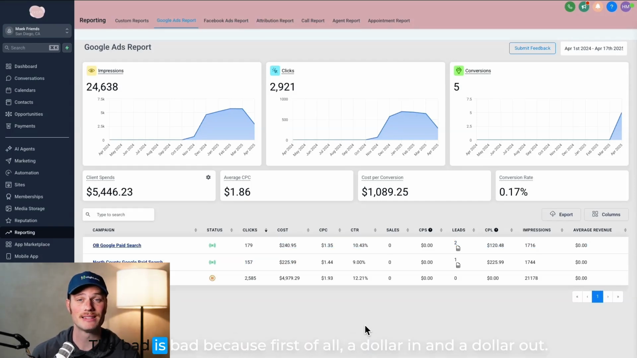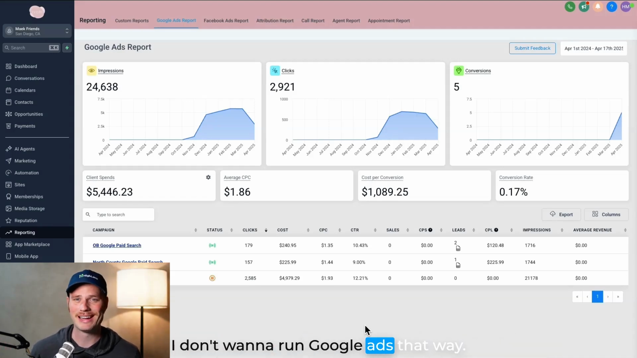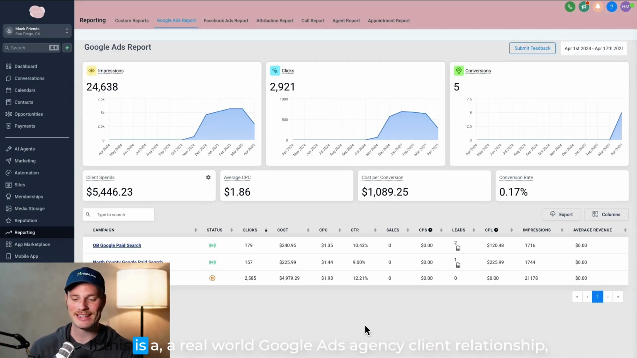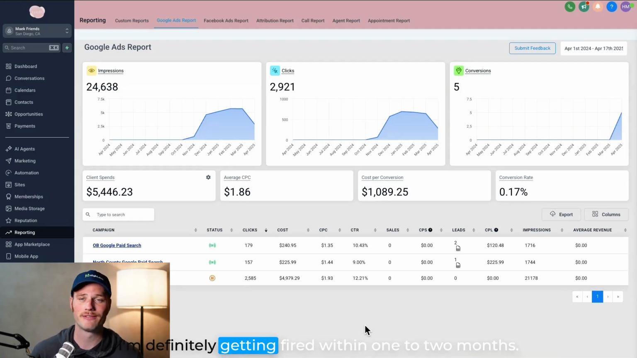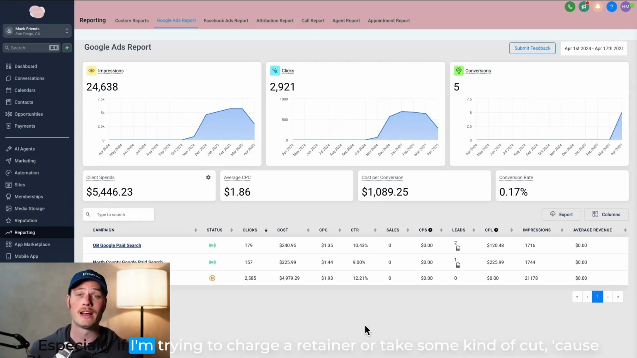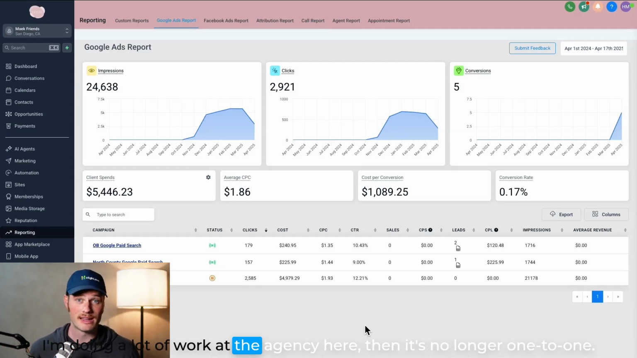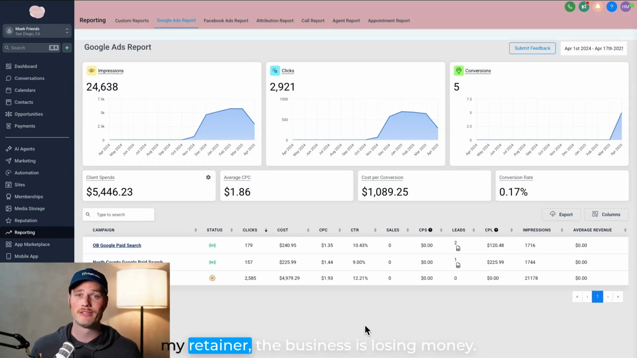The bad is bad because, first of all, $1 in and $1 out, I don't want to run Google Ads that way. There's no way I'm going to be able to retain my client that way. If this is a real world Google Ads agency client relationship, I'm definitely getting fired within 1 to 2 months, especially if I'm trying to charge a retainer or take some kind of cut because I'm doing a lot of work with the agency here. Then it's no longer 1-to-1. It's 1-to-1 on the ad spend, but add in my retainer, the business is losing money.